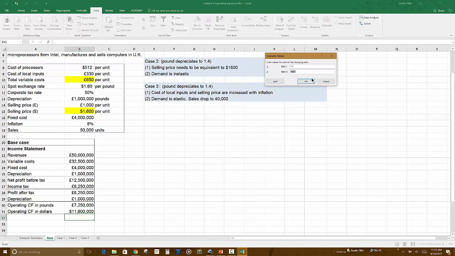If it's 1.6, then it's 1,000. If it's 1.4, 1142. Let's be more precise. Let's keep 2 decimal points. 1142.86. So if you change, is that right? Yeah, that's correct. If the exchange rate is 1.4 and the selling price is 1142, then it's equivalent to $1,600. I take $1,600 divided by 1.4.